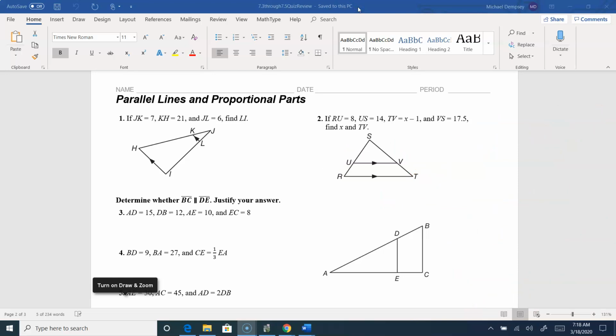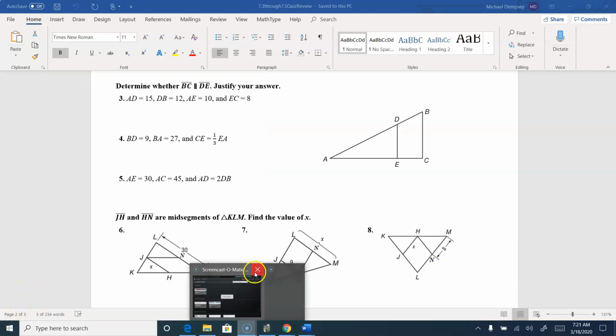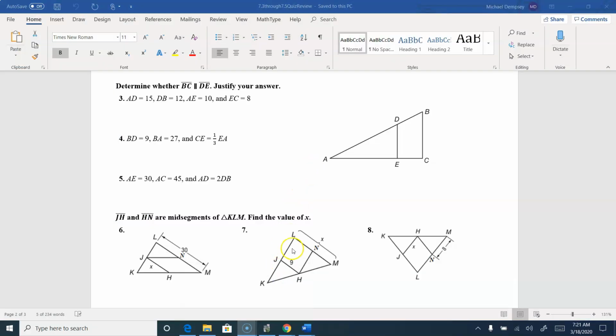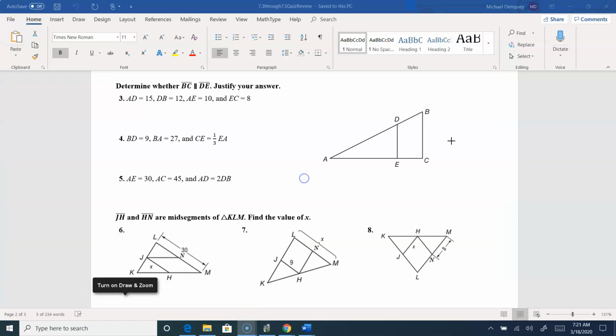Okay, so now in the next part, the next 3 questions are really just true, false, or yes or no, right? Are the 2 lines parallel? So the 2 lines that we're referring to would be BC and DE right here. I want to see if those 2 lines are parallel to each other. So we have to see if the parts are. So we're going to just set up what would be a truth statement and see if it works.